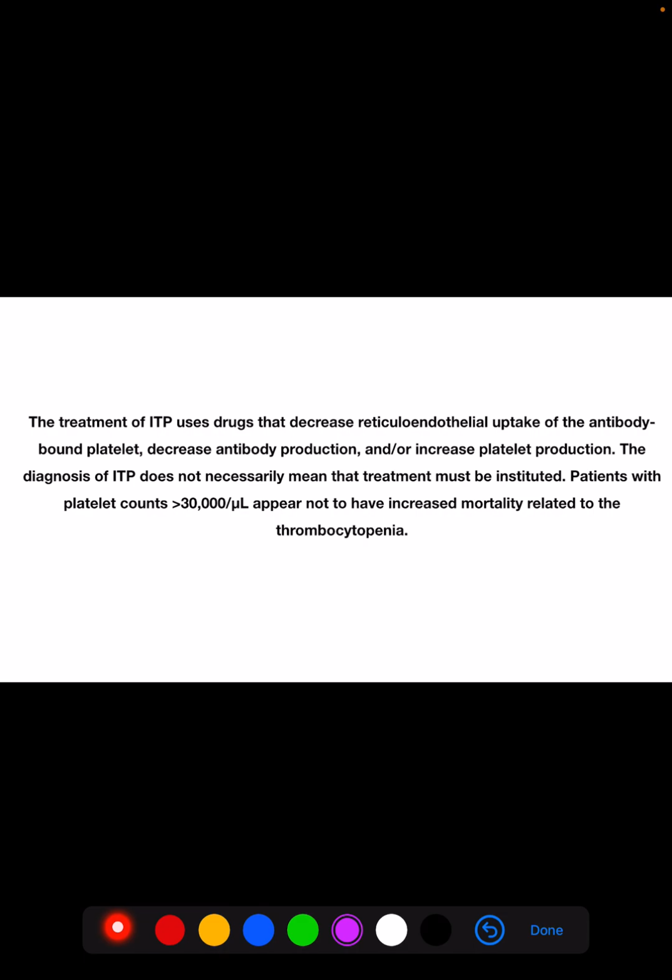Then coming to the treatment of ITP. In the treatment of ITP, it uses drugs. So what are the drugs that should be used in the treatment of ITP? These drugs should decrease the reticuloendothelial uptake of the antibody-bound platelet. So the platelet will be there, antibodies come and attack this platelet, and this goes into the reticuloendothelial system for destruction. So we have to use drugs that decrease the reticuloendothelial uptake of the antibody-bound platelet, decrease antibody production, and/or increase platelet production.